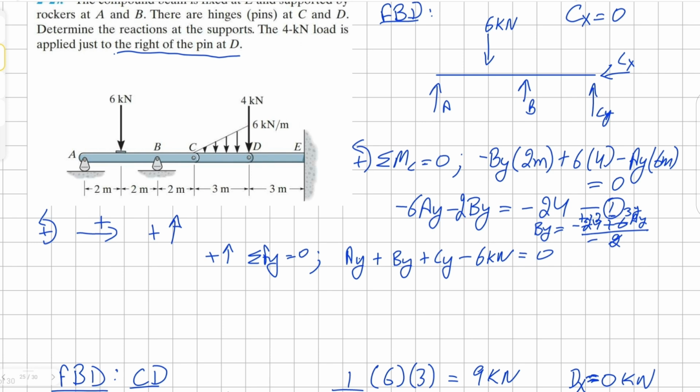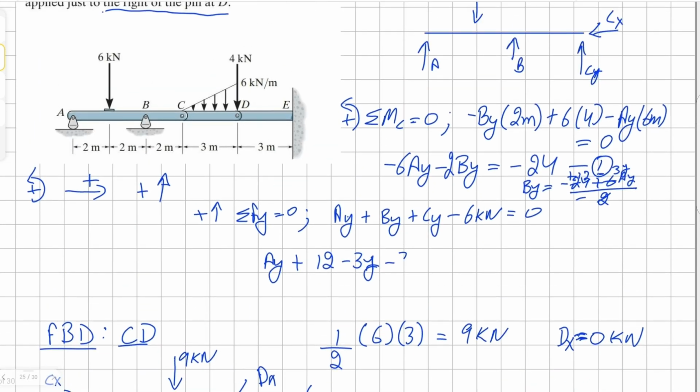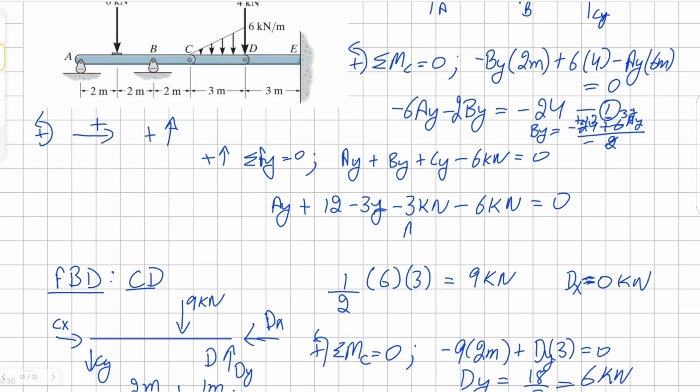Okay. So our Ay is going to stay as it is. Our By will be 12 take away 3Ay. Plus our Cy we just calculated, it's going to be negative 3 kilonewton, take away 6 kilonewton, all equals to 0. Solving for Ay, you get negative 3 divided by negative 2, which comes up to positive 1.5 kilonewton. That's our solution for Ay.